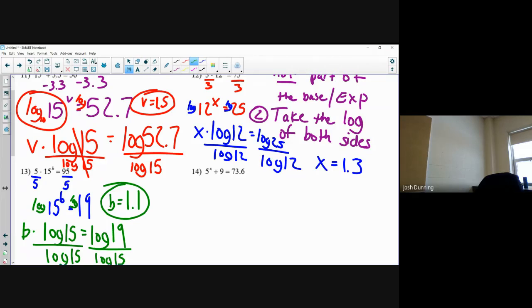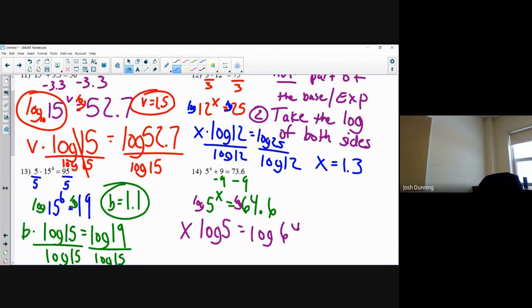And 14. We've got to cancel that plus 9 out, so minus 9. $73.6 minus 9 is 64.6. Want that x to pop out to the front, take the logarithm again. Take the log of both sides. That pops the x out. Divide by the log of 5.